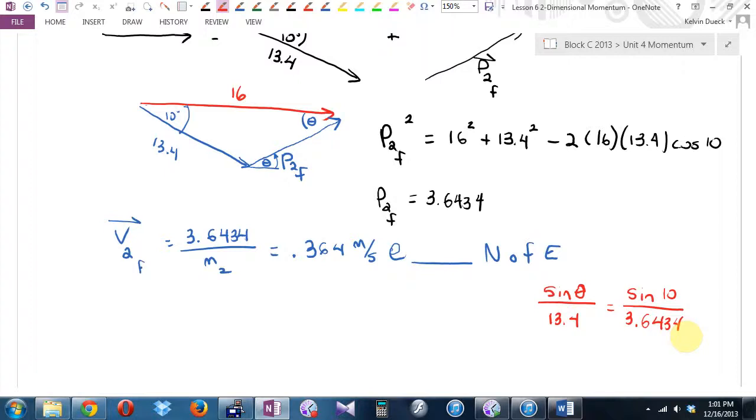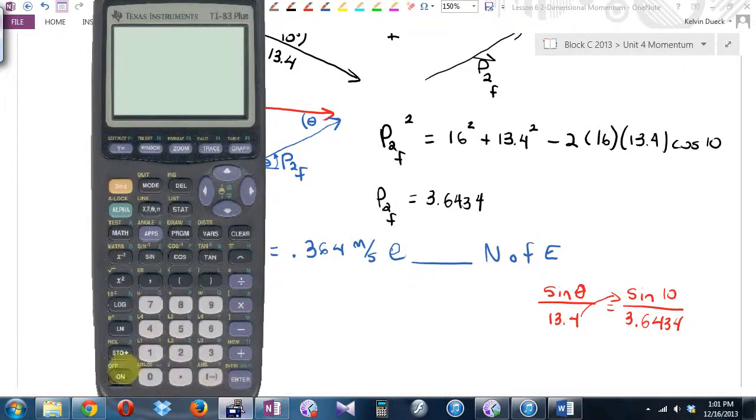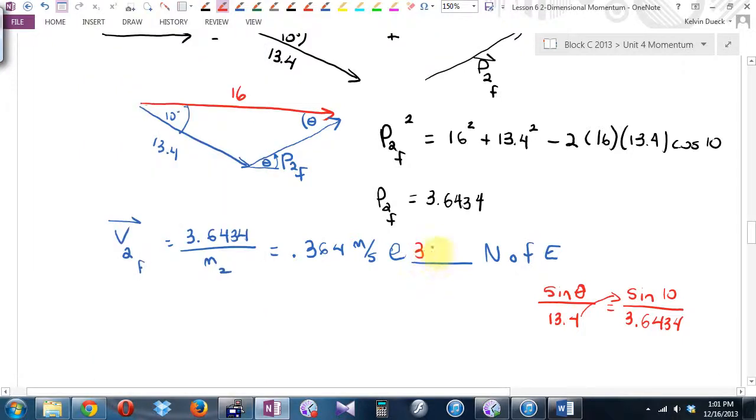Oh, I can move that 13.4 up there. And then it's going to be, I think, shift sine of that. I think it's going to be 13.4 times the sine of 10 divided by, conveniently, I still have this number in my answer feature, so I'll use that. Oh, shift sine of that. Second function, sine of that. And I'm getting 39.7 degrees. 39.7 degrees.